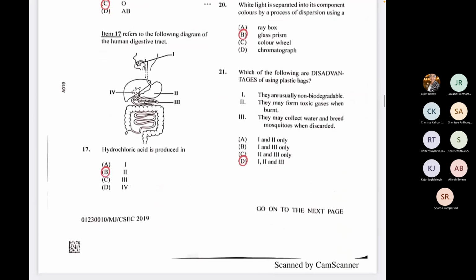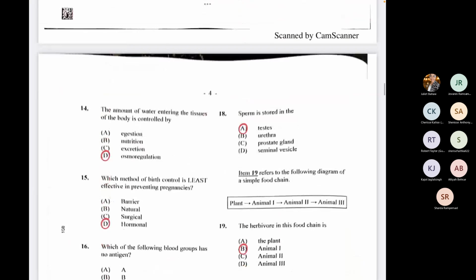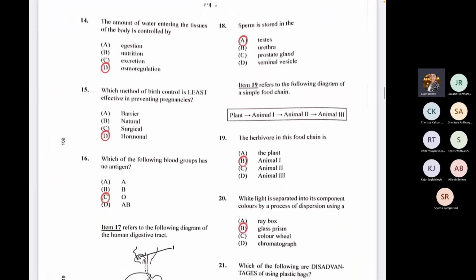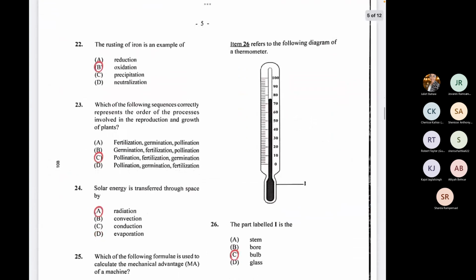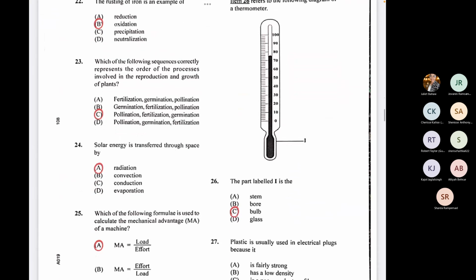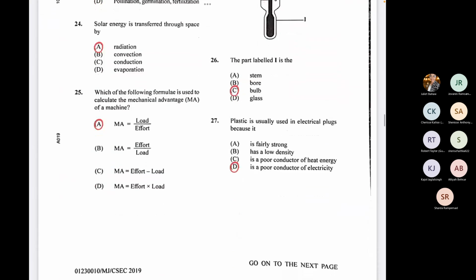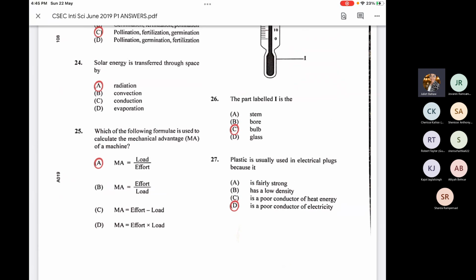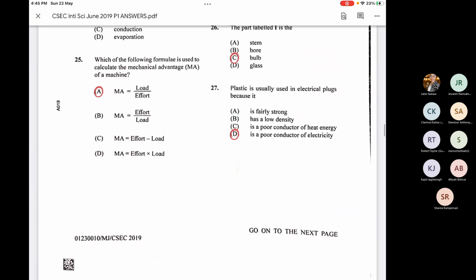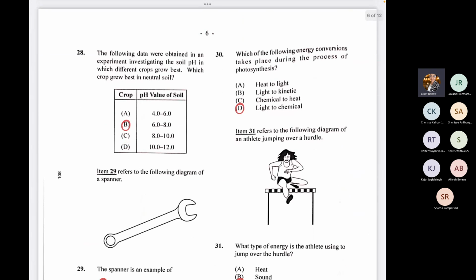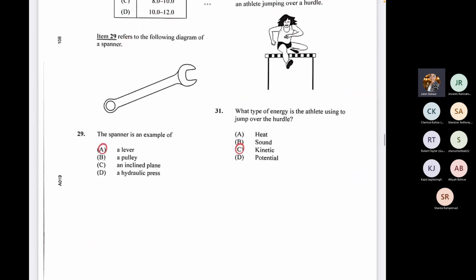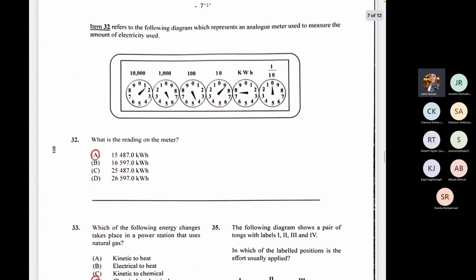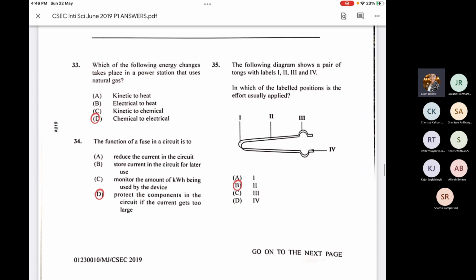16, C. 17, B. 18, A. 19, B. 20, B. 21, D. 22, B. 23, C. 24, A. 25, A. 26, C. 27, D. 28, B. 29, A. 30, D. 31, C. 32, A. 33, D. 34, D. 35, B.